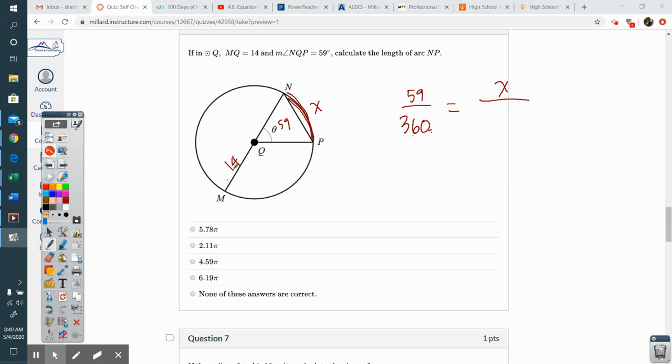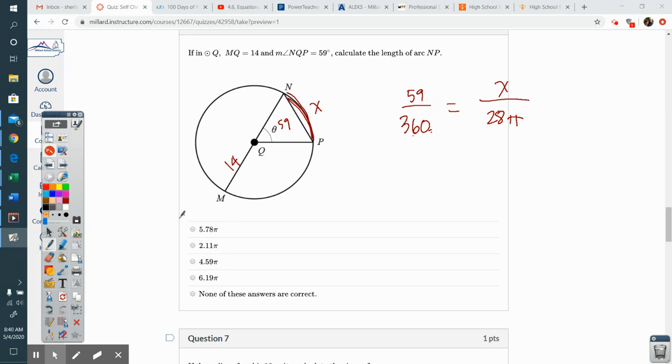And because it gave you a radius, we can figure out what the circumference of the entire circle is. So the circumference of the entire circle, the radius is 14, so it's 2 times the radius times pi. 2 times the radius is 28 pi. That's how you calculate that. So you take 59 times 28 times pi, and divide that by 360. 14.41.